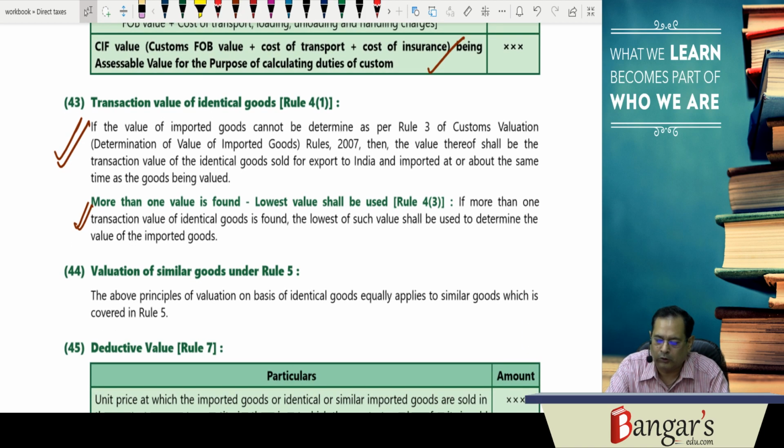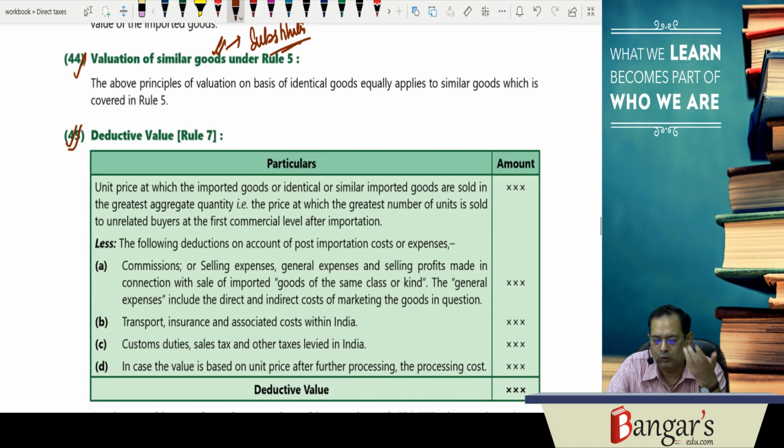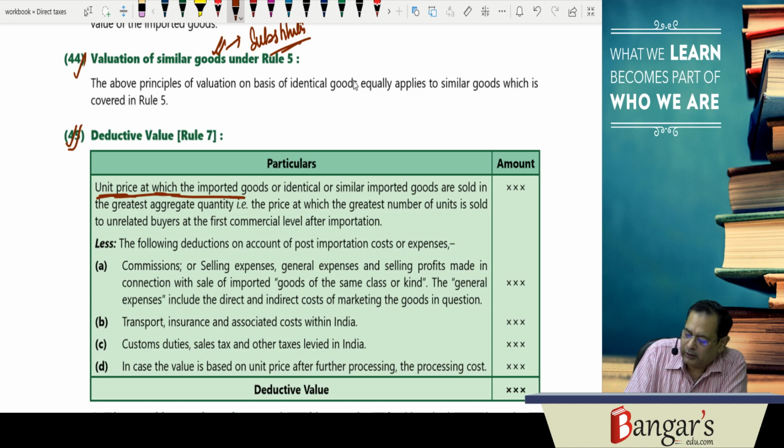Then if you cannot find the identical goods, we find the similar goods. Similar goods are what? Substitutes. They are not same in all respects like identical goods, but they are commercial substitutes. So their value will be taken. If this value is also not ascertainable, then value will be determined as per Rule 7. Rule 7 is deductive value. That is what? The unit price at which the imported goods or identical goods or similar imported goods.